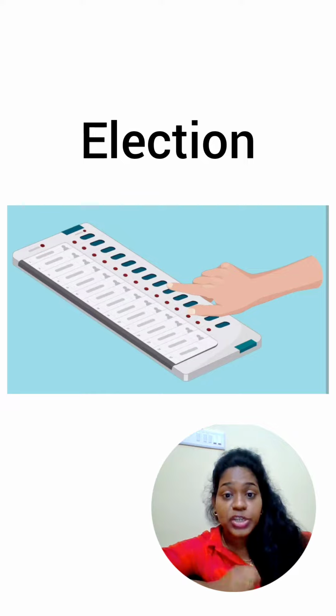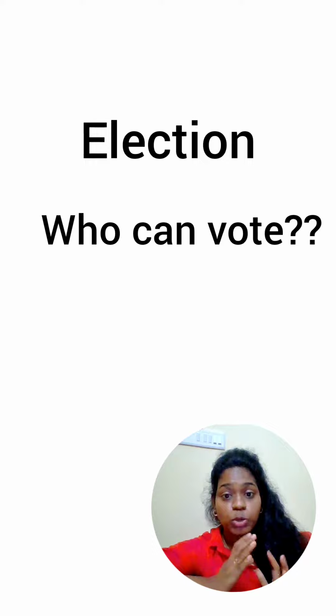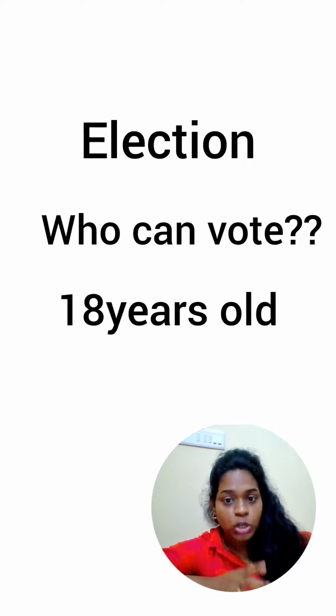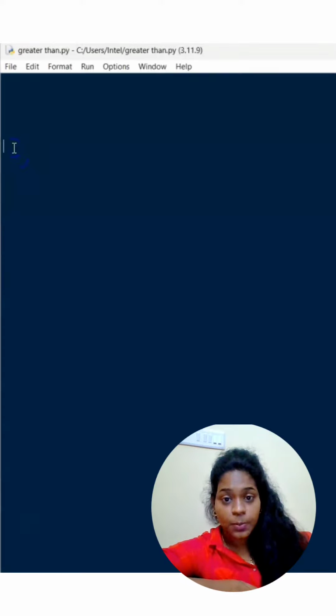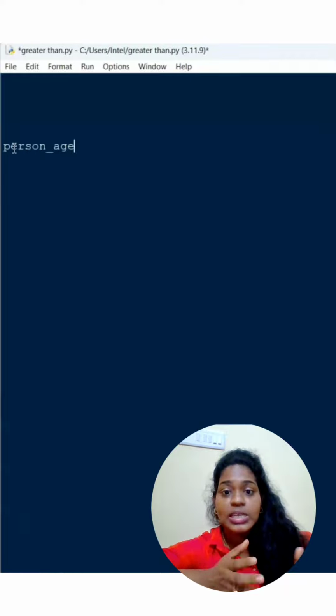Let us say there is an election happening in India today and we have to write a condition to check who they can allow to vote. One has to be 18 years old to vote. Let us first create a variable to get the age of the person who's coming to vote. So we write person age is equal to 25.